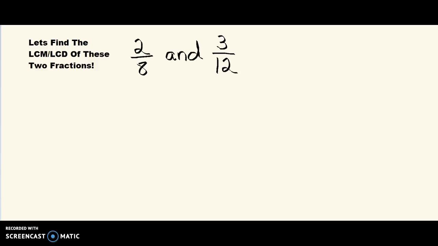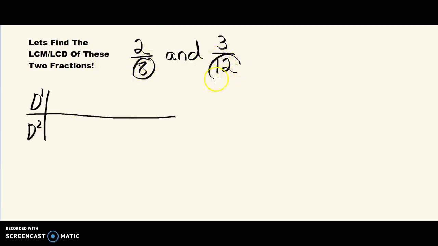So in this case, we would do what you have learned in class. You would do the lazy T. That is a T that's just laying down on its side. It's like it's sleeping, it's being lazy. And this is where you put both of your denominators. So you put denominator 1, and then you put denominator 2. Here would be your denominator 1, and here would be your denominator 2.